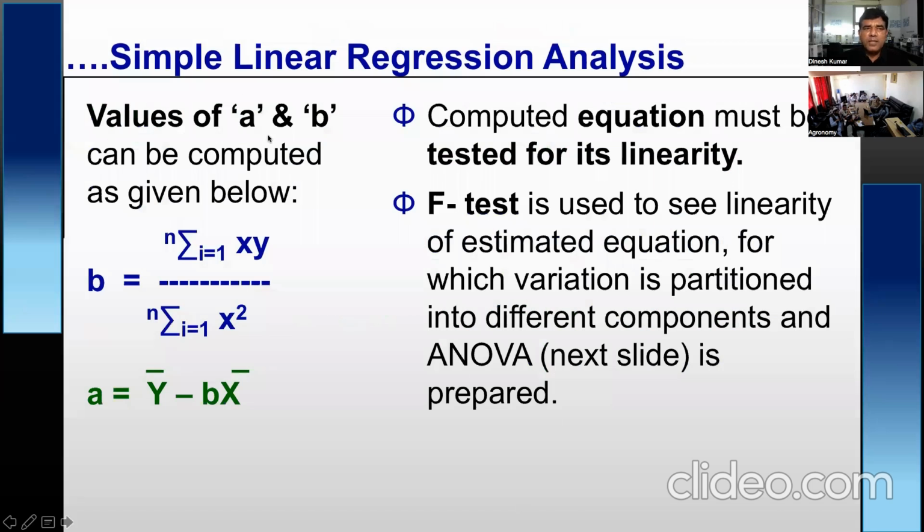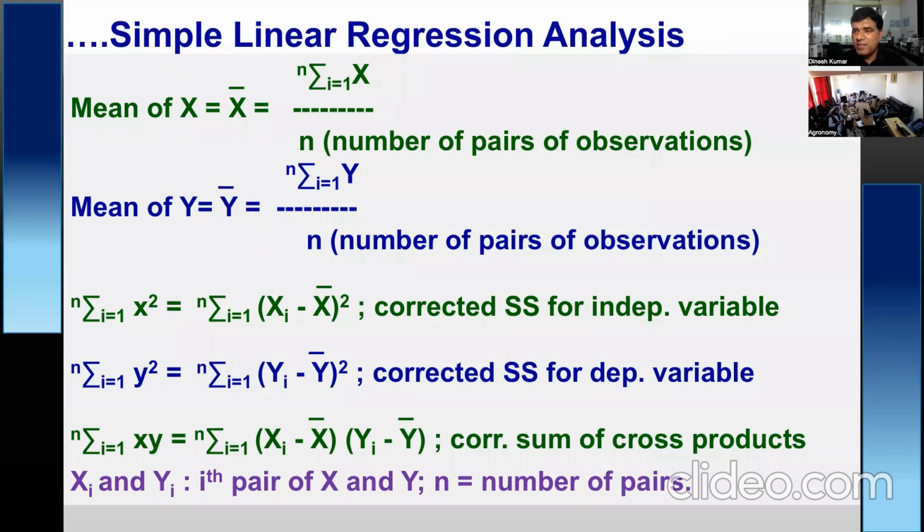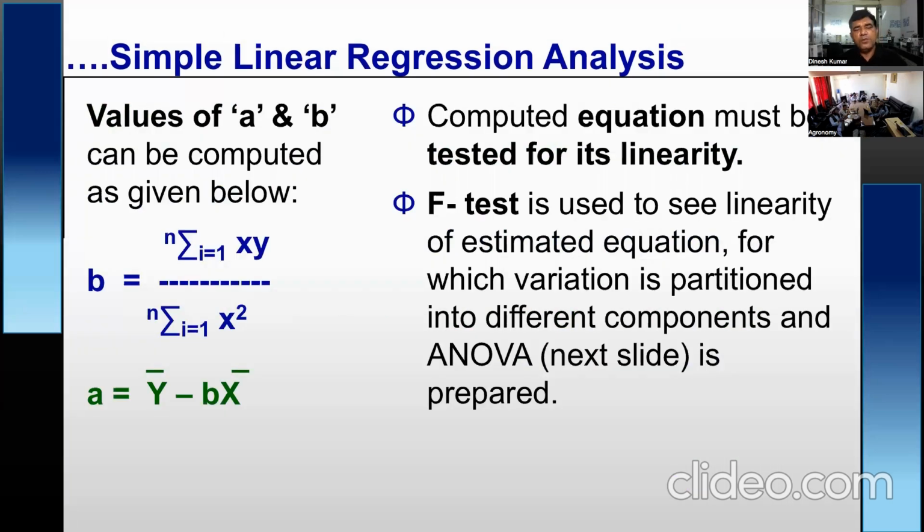Now, we can calculate the values of A and B. B is equal to summation xy upon summation x square. And then A is equal to y bar minus b x bar. So now you have the values of A and B. Easy? Any problem in this? Is it clear? It's clear, sir.